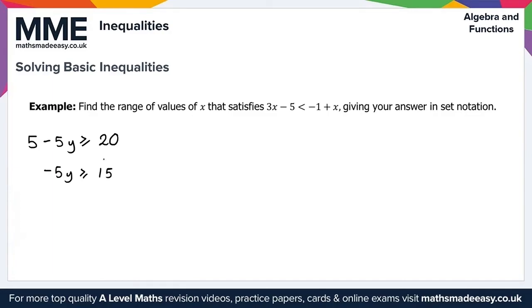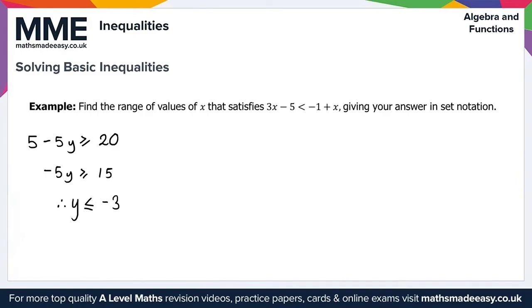Now remember, this inequality is in terms of y, but I only want y on its own. So we need to divide by this coefficient here of minus 5. And because we're dividing by a negative number here, the sign of the inequality will change the direction of this sign. So in that case, what we get here is y is less than or equal here now. So just be very careful for that. Less than or equal to 15 divided by minus 5, which would give us minus 3 there.